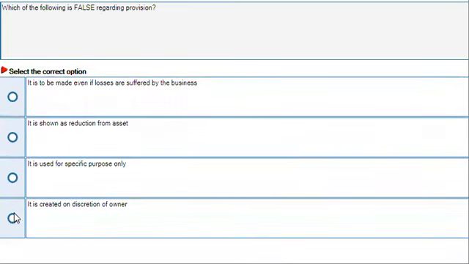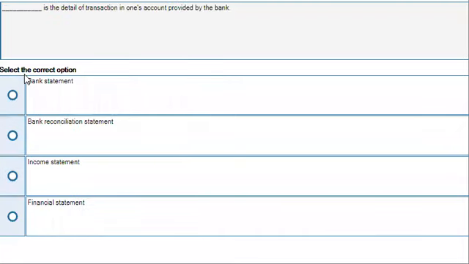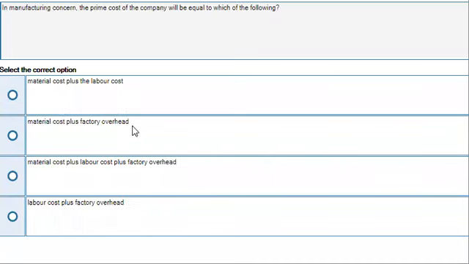It is created for a specific purpose. Acha. Dash is a detail of transactions in an account provided. Bank statement is a detail of transactions.